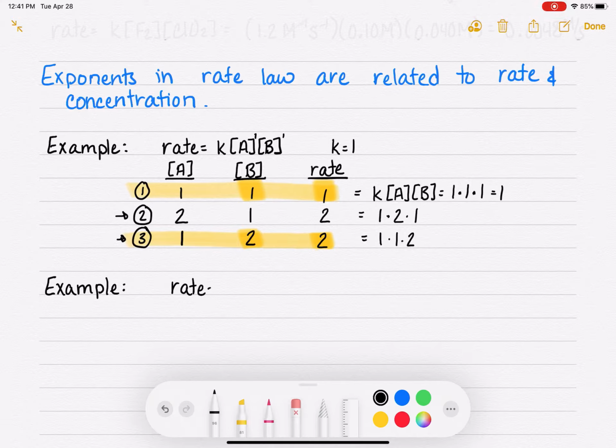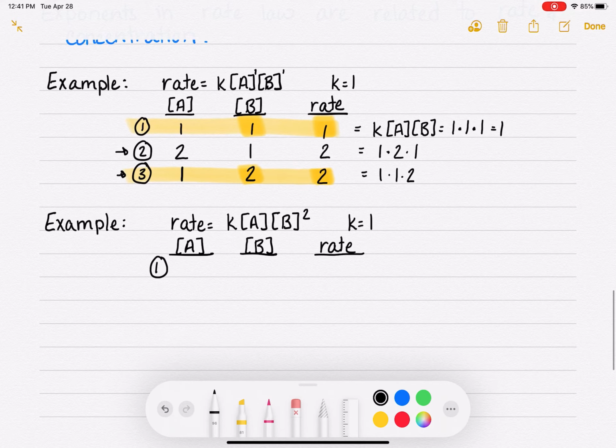Let's say that we have rate equals K A B squared. And again, we're going to make K equal to 1 just to keep it nice and easy. And we're going to do the same thing. So we're going to consider running this reaction 3 different times, changing concentrations of A and B, and looking at how that affects the rate. So we got 3 different trials here.